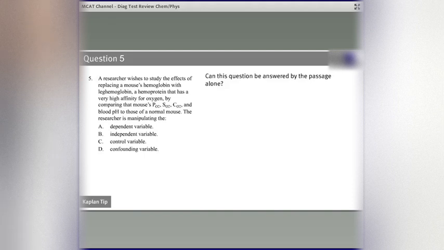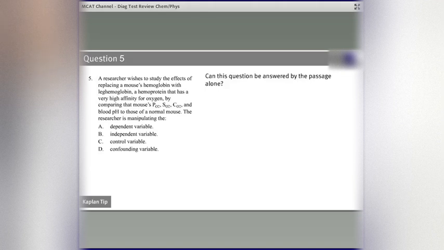Variable. And notice this is about dependent versus independent versus confounding variable. I don't think that's a real thing. Okay, so this is asking about experimental design. Knowing that, we've got our researcher who wishes to study the effects of replacing a mouse's hemoglobin with leg hemoglobin, a hemoprotein that has a very high affinity for oxygen, okay, whatever, by comparing that mouse's PO2, SO2, CO2, and blood pH to those of a normal mouse.